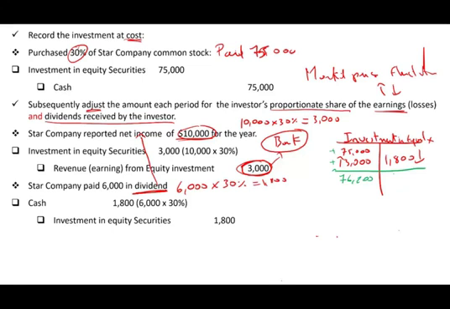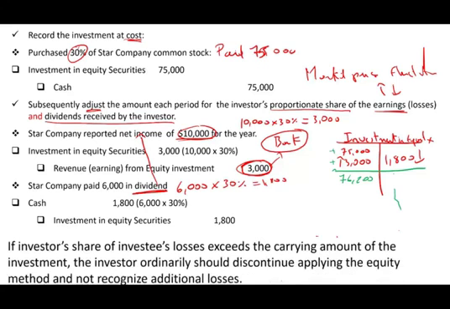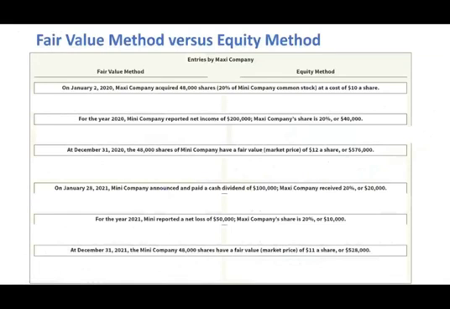Now, what happens if you keep on incurring losses and paying out dividends? Well, this account could go down to zero. And once it's down to zero, you don't reduce it anymore. So the investor's share of investee's losses exceeds the carrying amount. What's the carrying amount? The carrying amount right now is 76,200. The investors ordinarily should discontinue applying the equity method and not recognize any additional losses. So this account could go down to zero. You cannot have a credit investment account. It's an asset.